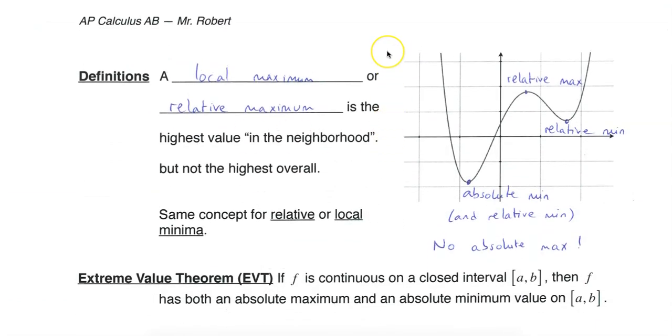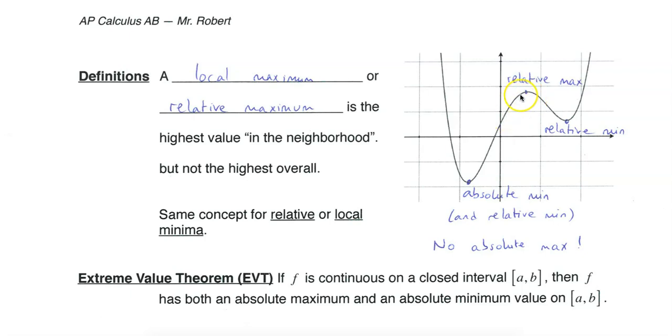We've talked about absolute maxima and absolute minima. The alternative is that you could have local maxima, local minima, which are also called relative maxima, relative minima. So what is a local maximum? It's a point, like this one here, that is higher than every point near it.